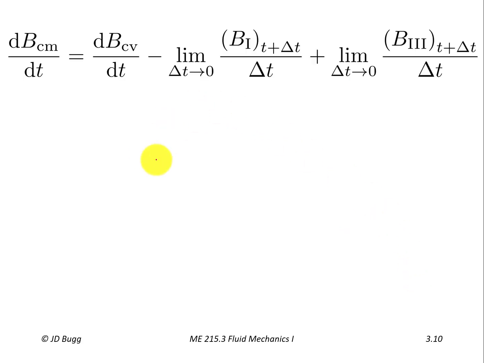So we do that, and we get, again, left-hand side is the control mass. Right-hand side now is the rate of change of B in the control volume. So that's something we're very interested in for a control volume.